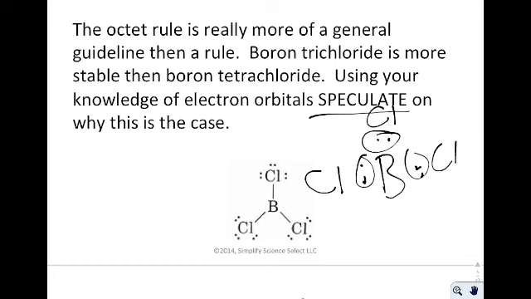In order for a 4th bond to form, chlorine would have to contribute 2 electrons to the bonding pair, and that's not stable for either one of the elements. So boron tetrachloride does not tend to be formed because there's no electron for boron to contribute to the bond.